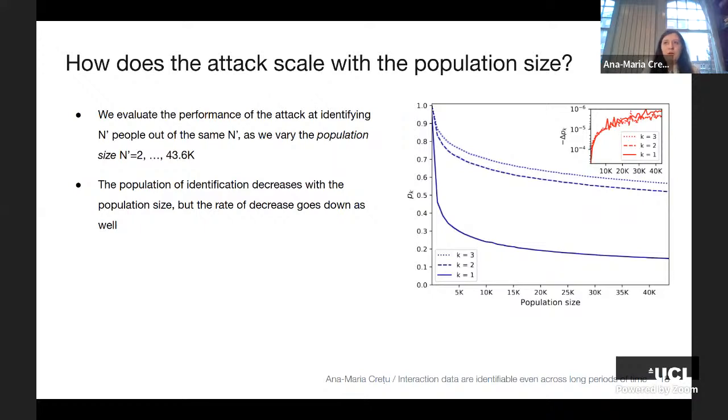Another thing that we can ask is, how does the attack scale with population size? In the default experiment, we have a population of more than 40,000 users. How would that scale if we were to increase the population even further? This is not an experiment that I carried out. However, we looked at the curve for the data that we have, and it could be extrapolated. What is interesting to see here is that yes, the rate of identification decreases as the population size increases, but the rate of decrease goes down as well. So we can see that the decrease slows down.